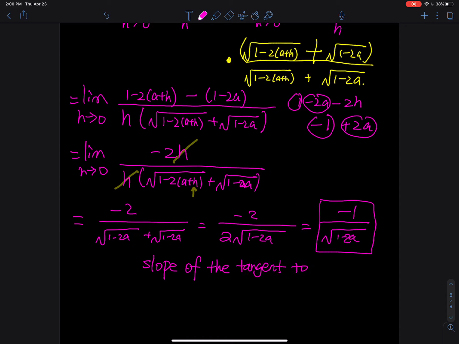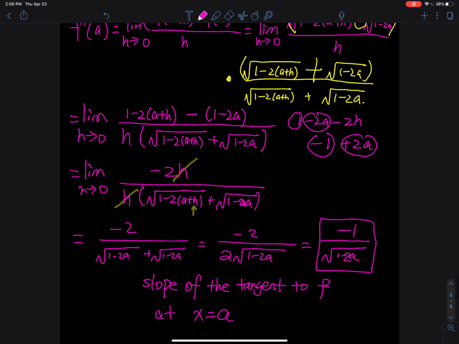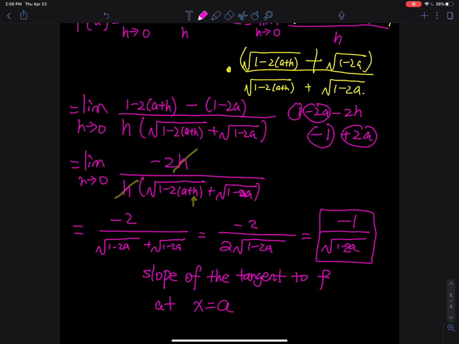to function f at x equals a. So the function is a square root, right? So that is a curve. And then you pick a point. You want me to give you the slope? Yes, I can give you the slope. The slope is negative 1 divided by the square root of 1 minus 2a. I don't have a value of a right now because you have to let me know what a is. So if you let a be negative 5, okay, you plug in a negative 5, then I can give you the slope. So this is the slope at any point.